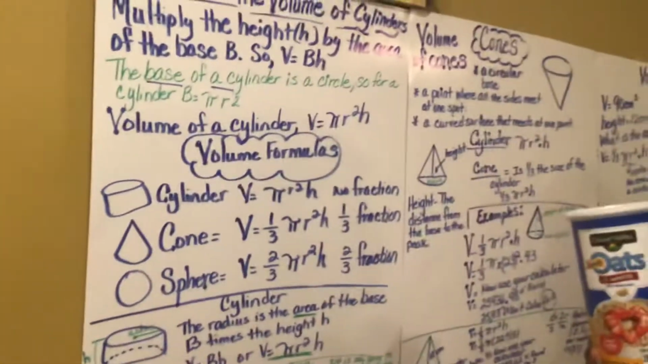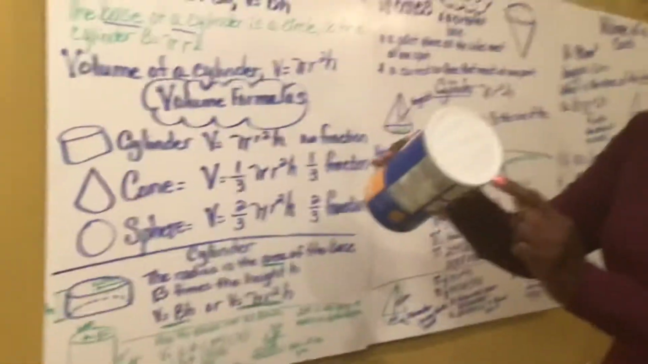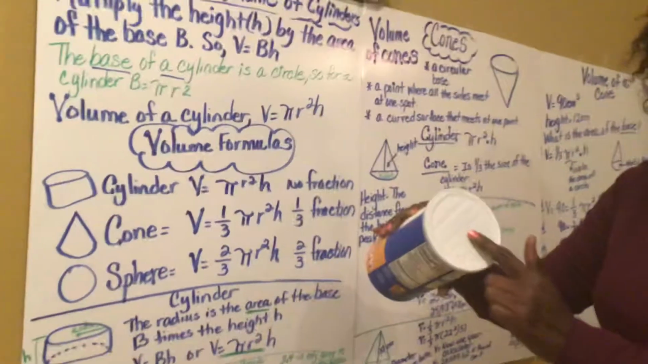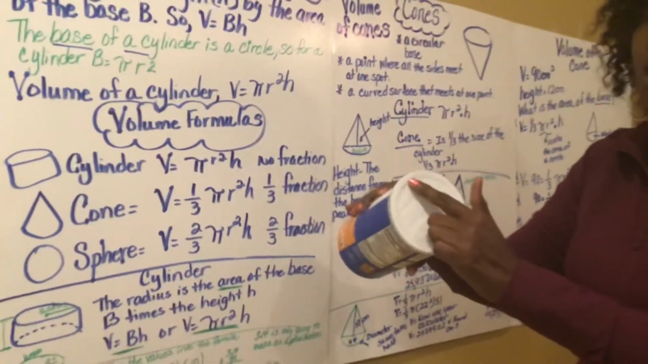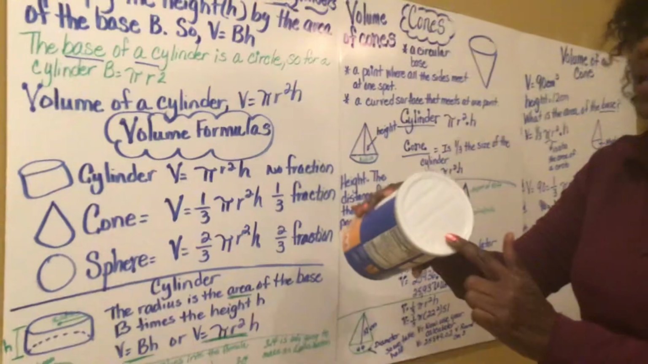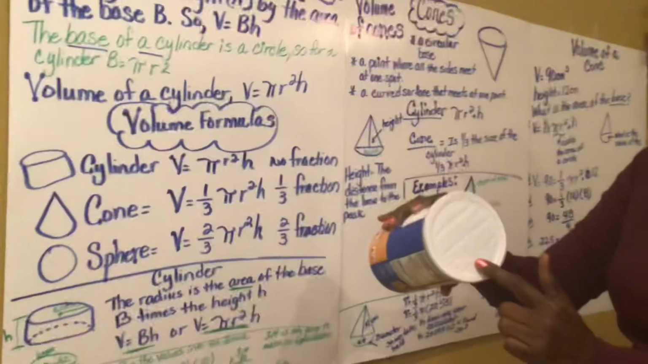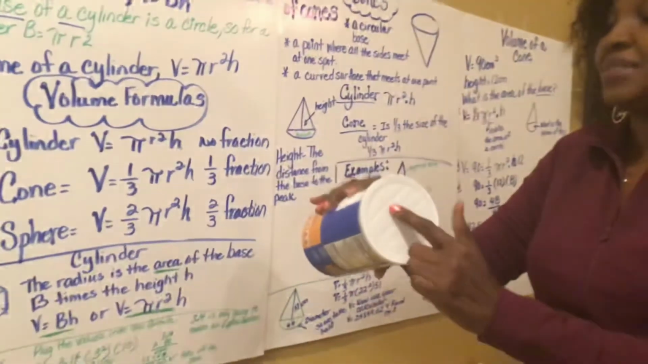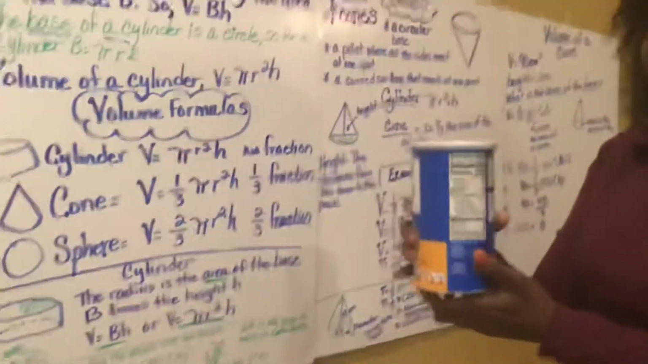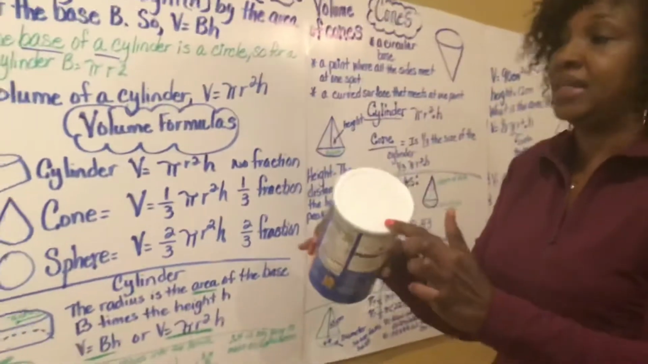Where do you find the radius? The radius would be like the midway, halfway point. Is it halfway or does it go all the way across? Halfway. It would be the halfway point. So the volume is the area of the base times the height. So that would be your radius here.